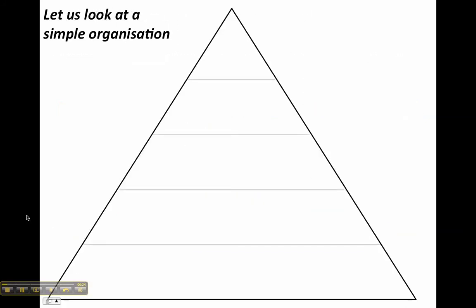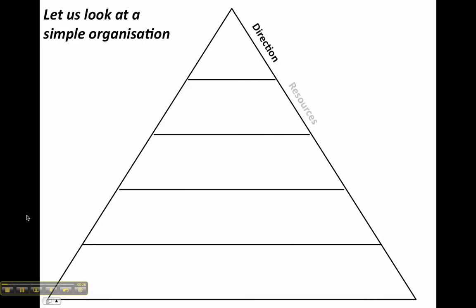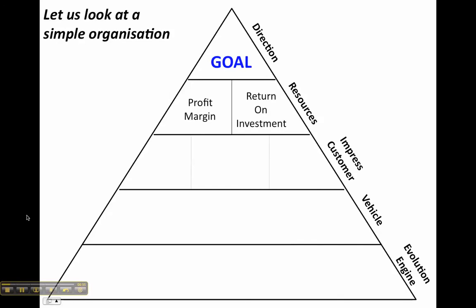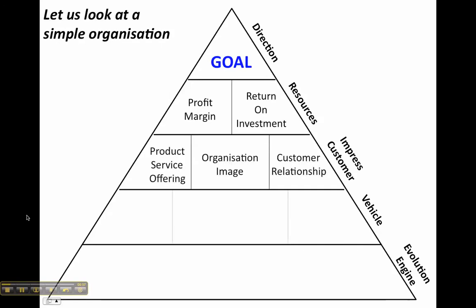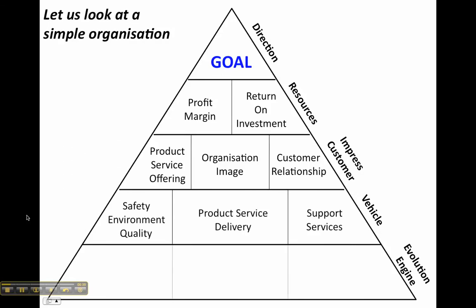So what we're going to do now is build up the pyramid on the screen again. Again, we've got the drive analogy down the side, and we're going to bring up areas of your organisation that we can start looking at. So we start with the goal. This is the direction your organisation is taking. We'll look at profit margin and return on investment, which is the financial measurement.